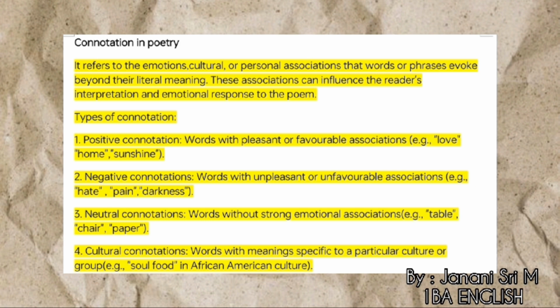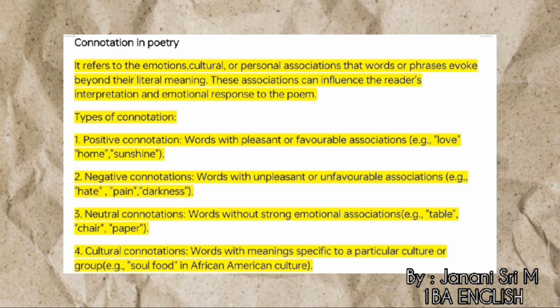Types of connotations. Positive connotation: words with pleasant or favorable associations. Example: love, home, and sunshine. Negative connotations: words with unpleasant or unfavorable associations. Example: hate, pain, and darkness.